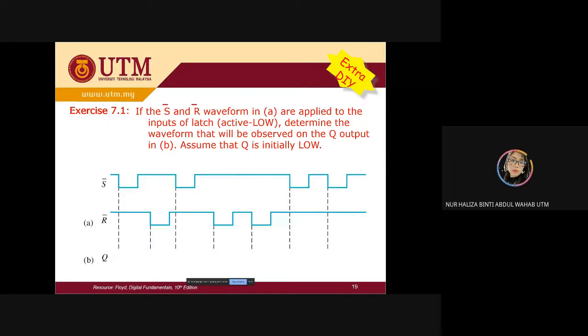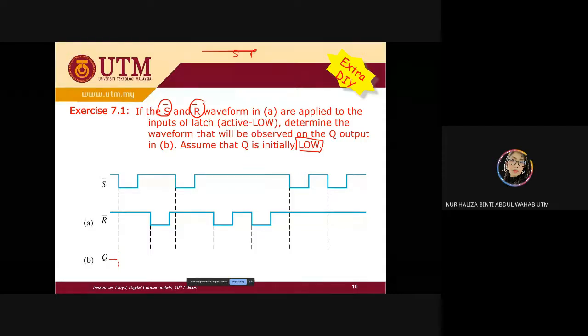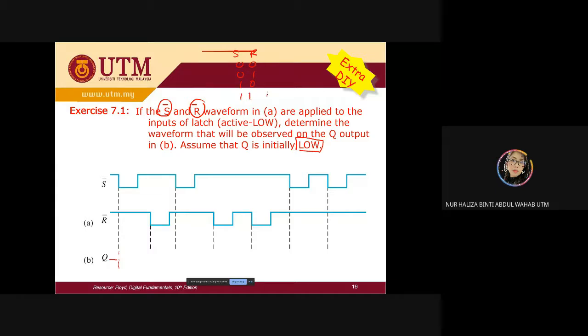And here is another example, but this is for your active low. You can see here, the initial value you're going to give as low. So you pick low at the initial part. And for active low, let's draw the table first. 0, 0, 0, 1, 1, 0, 1, 1. This one will be no change. This one will be reset. This one will be set, and this is invalid. Okay, this is the table we already looked into.